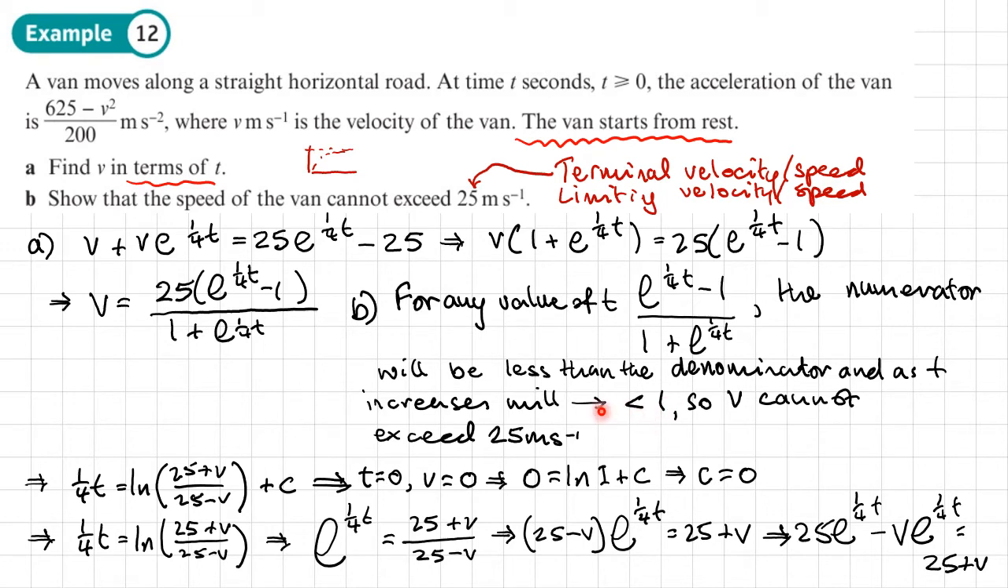Now, v cannot exceed 25 because you've got this thing here that's getting closer and closer to 1, but always less than 1, and you're multiplying it by 25. And 25 multiplied by any value that's close to 1, yet smaller than 1, will always be slightly less than 25. So that's my way of explaining it. But as I said, there are different ways. Try and think of a way of maybe putting what you see here into words.